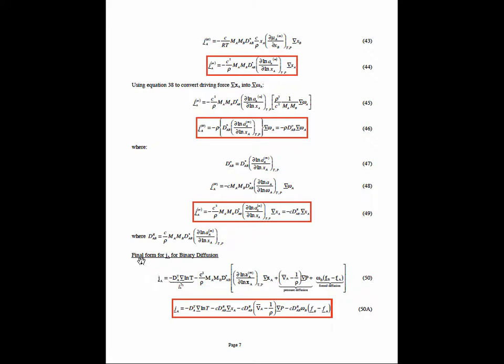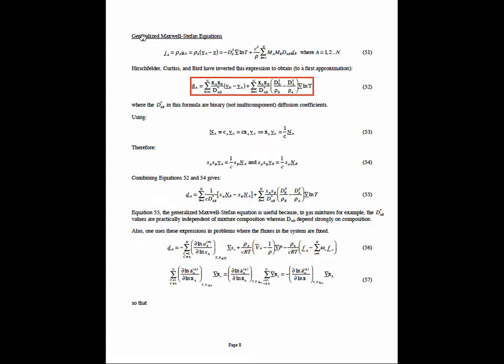And so the final form for our binary expression for diffusion coefficients is shown here at the bottom of the page. It includes contributions from thermal diffusion, mass concentration gradients, pressure gradients, and species-specific body forces. And again, there's only one diffusion coefficient in these systems.